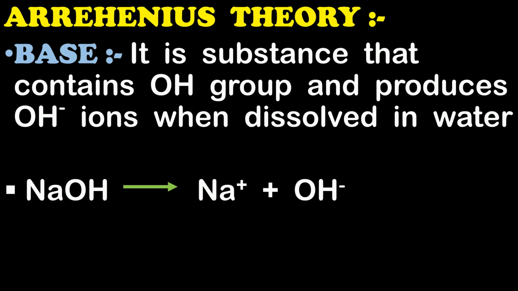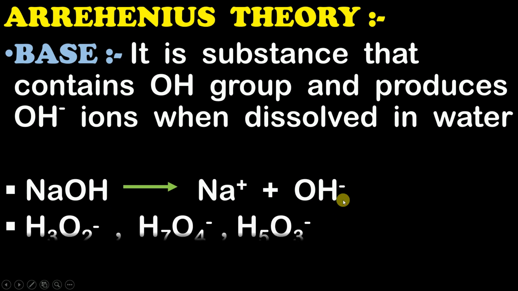Now again guys, this OH minus ions will not be present as OH minus in aqueous solution which contains water. So again, this OH minus ions will get combined with water molecules. As we all know that we are adding this NaOH to water, so water is our solvent. So this OH minus ions will combine with water molecules and will be present in the hydrated forms as H3O2 minus, H7O4 minus, and H5O3 minus.